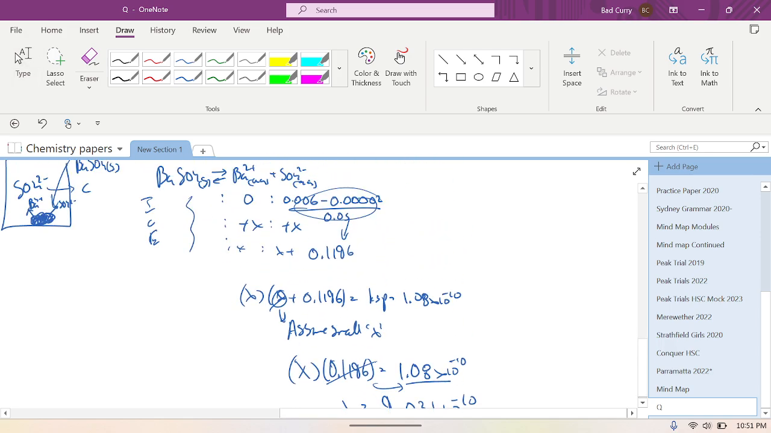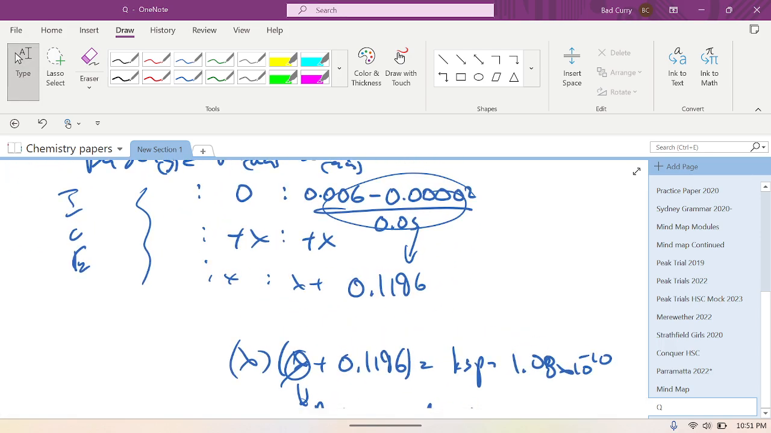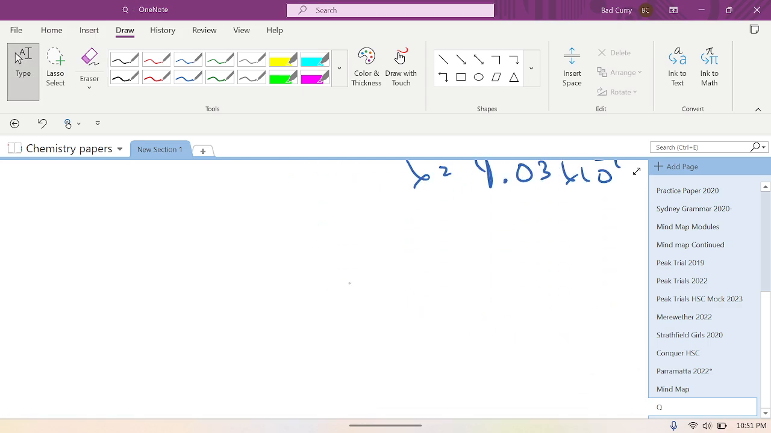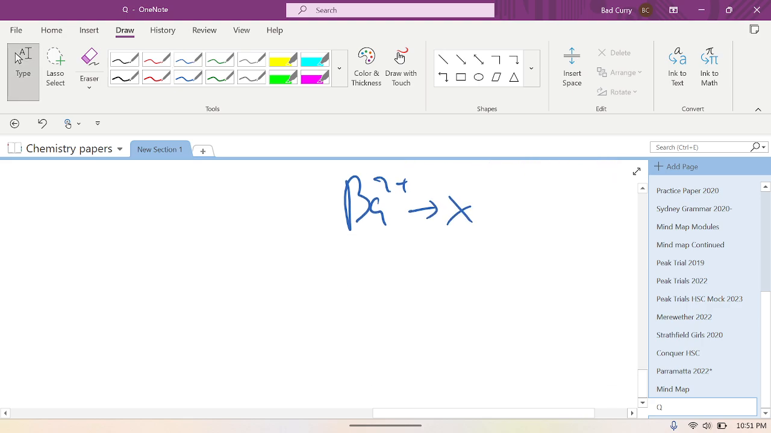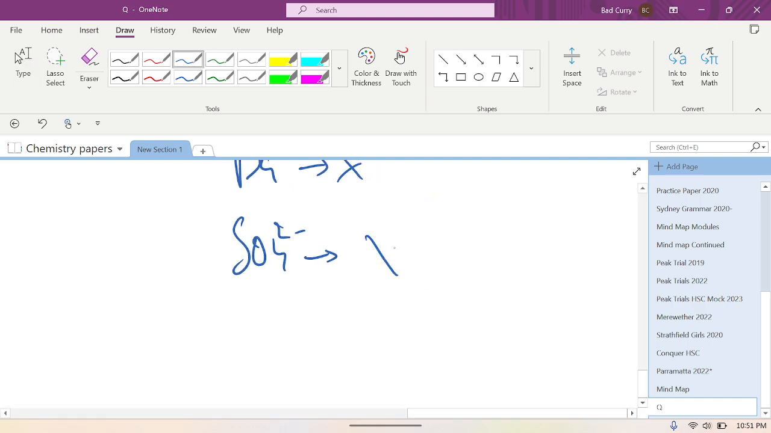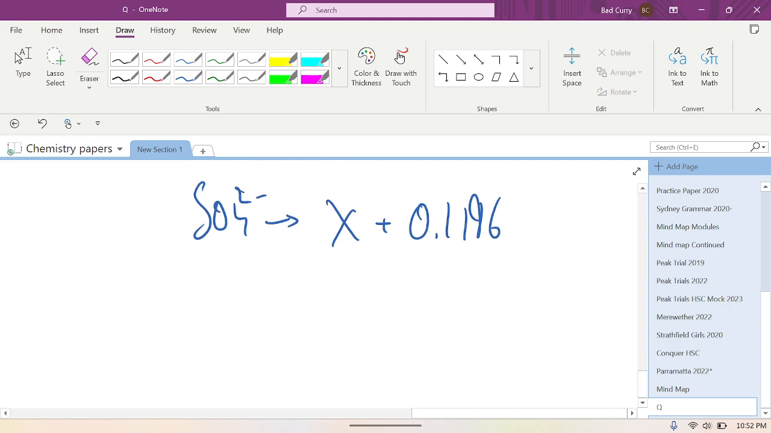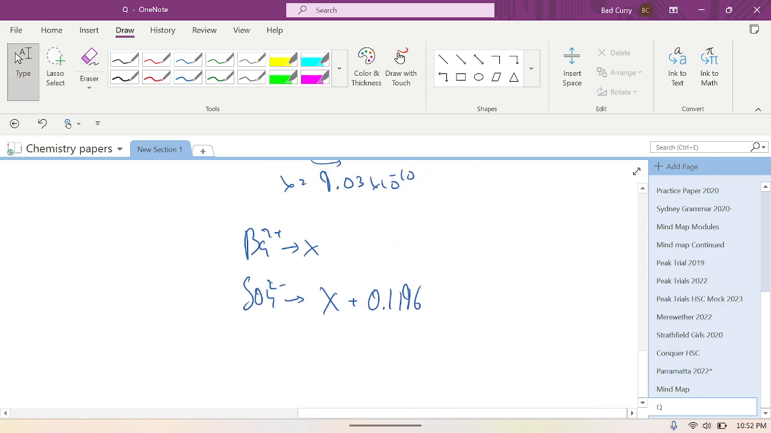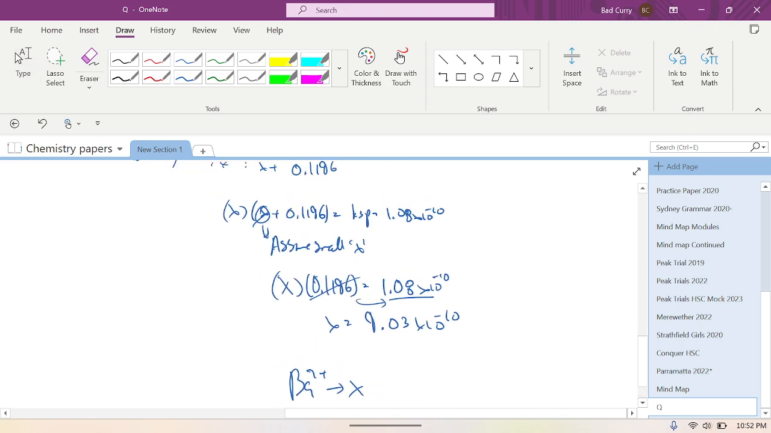Now, what is x? x is the concentration of barium. So now you know the concentration of barium is x, and you already know what x is. And for sulfate, it's x, but don't forget it's plus 0.1196, right? And so that's how you find the concentration of all the ions.